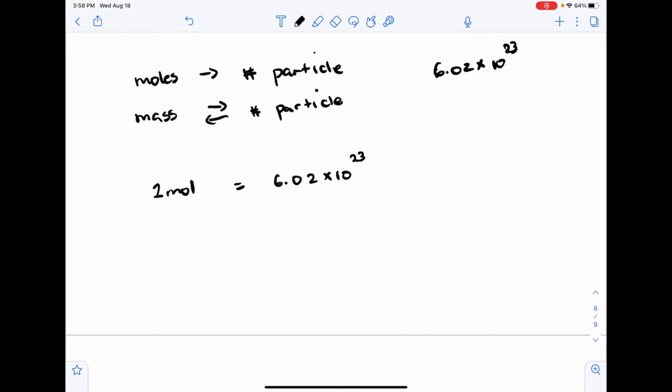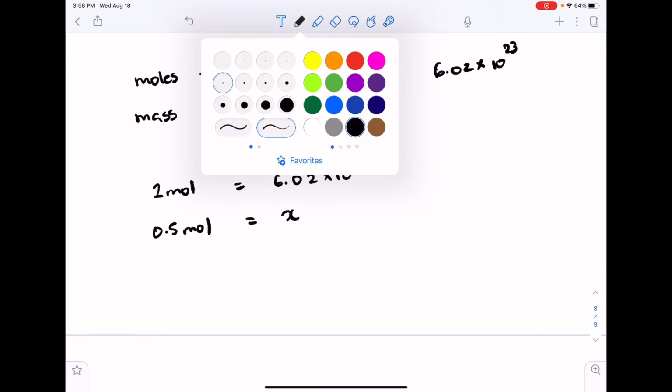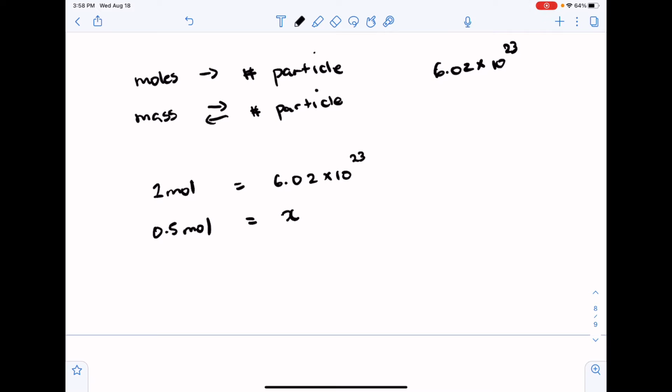If I have 0.5 moles, then I'm going to have X particles. 0.5 is half of 1, so the number of particles would be half of 6.02 times 10 to the 23rd power. We can do a simple ratio: 1 mole times X equals 6.02 times 10 to the 23rd power times 0.5.